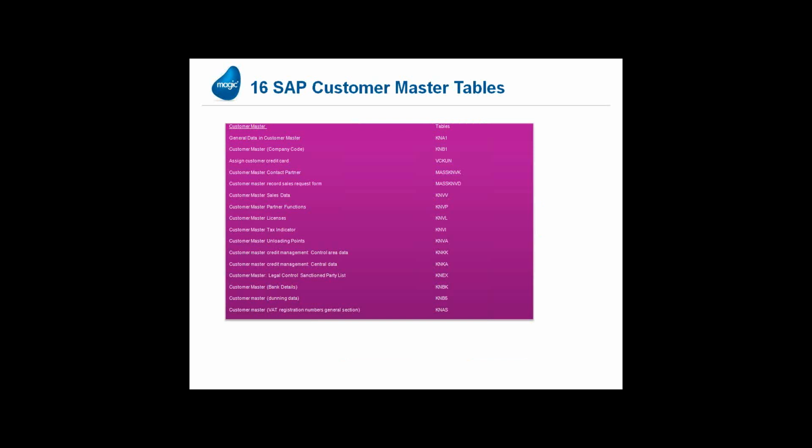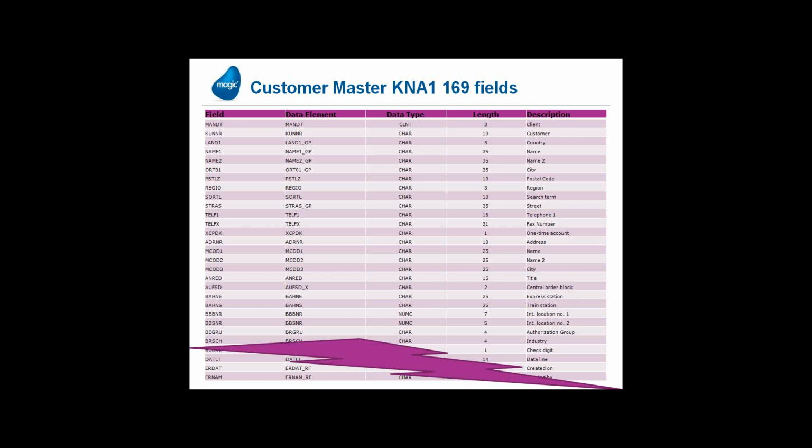Now, when we look at SAP, there are a lot of customer master tables that are related to and contain the information and data specific to customers. If we look, for example, at just the first one, the most important one is the general data in the customer master, and this is the table KNA1. With this table, there are 169 fields.